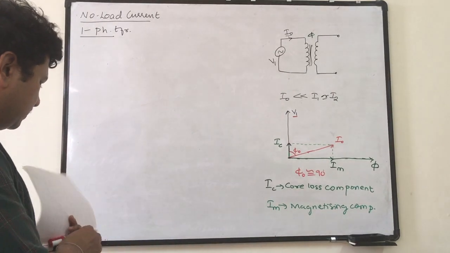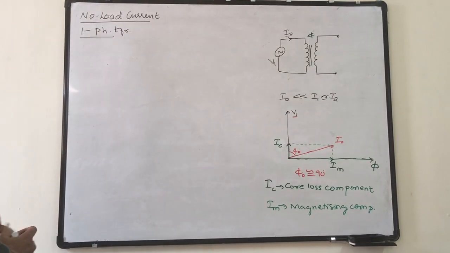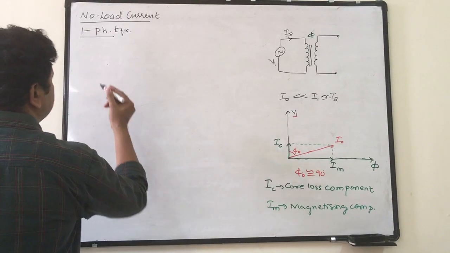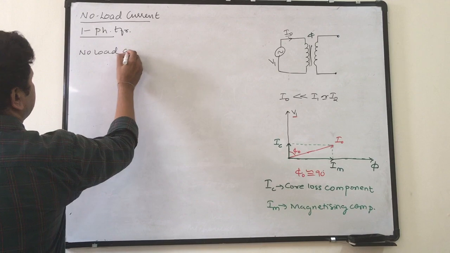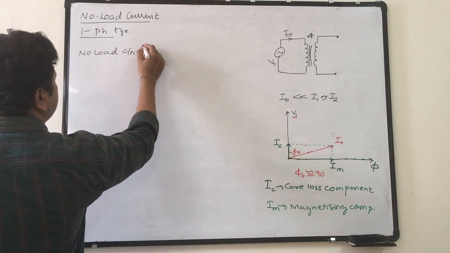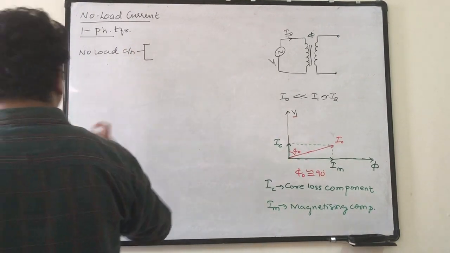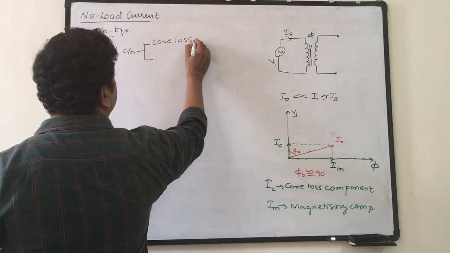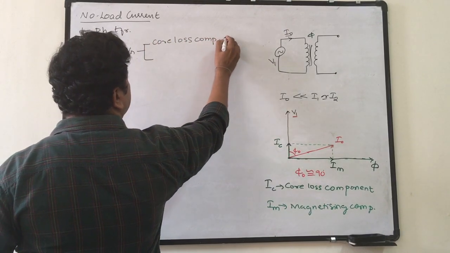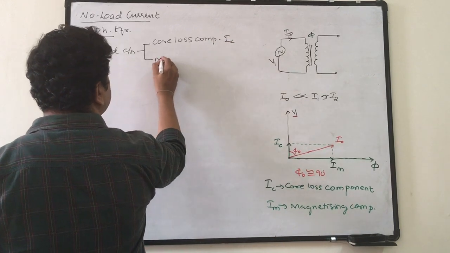Now how can I express this? The no load current has two components: the core loss component IC and the magnetizing component IM.